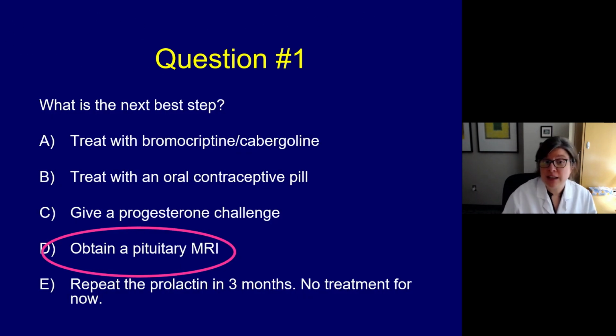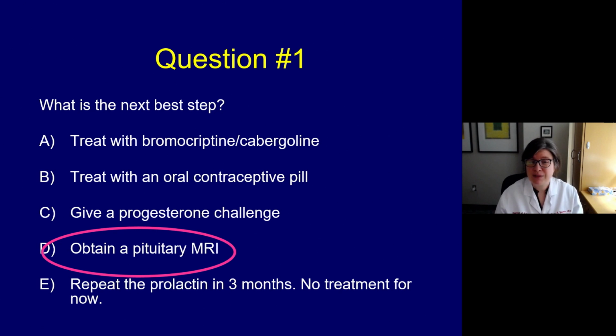Yeah, so definitely obtaining a pituitary MRI is the next best step. As we described, even a mild elevation in prolactin has to be investigated because we worry in someone like this with hypothalamic amenorrhea and a mild elevation in prolactin, whether it's a large pituitary adenoma causing stalk deviation, and that's why we're seeing this. We wouldn't start treating with bromocriptine or cabergoline until we figure out if they have a prolactinoma.